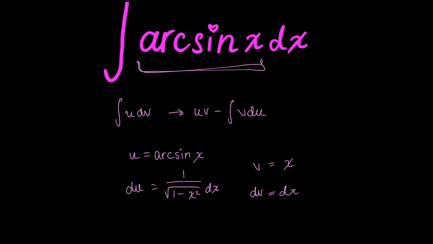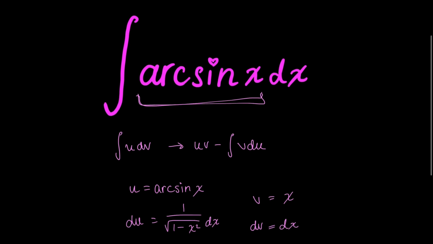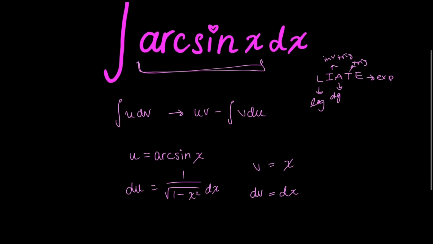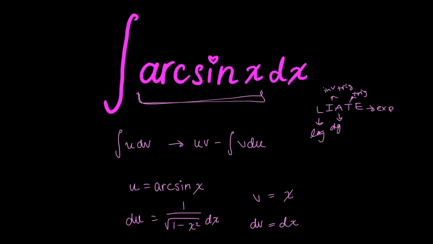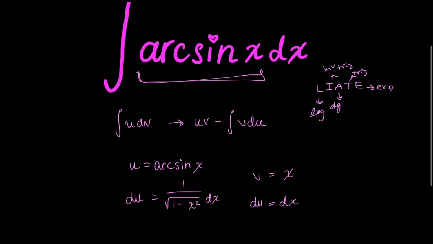Another way you could figure out what that u is supposed to be, if you didn't know, is to use the acronym LIATE, where L stands for log, I stands for inverse trig, A stands for algebra, T stands for trig, and finally E stands for exponents. It goes in order of what you want to prioritize as your u, and I is the first one here. But I think the explanation I did in the beginning could be more helpful, because not every integration by parts can use this acronym. So it's good to reason.